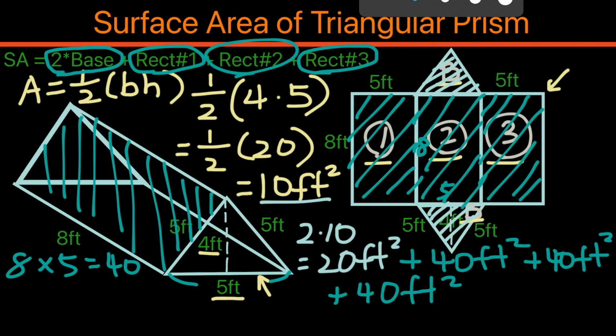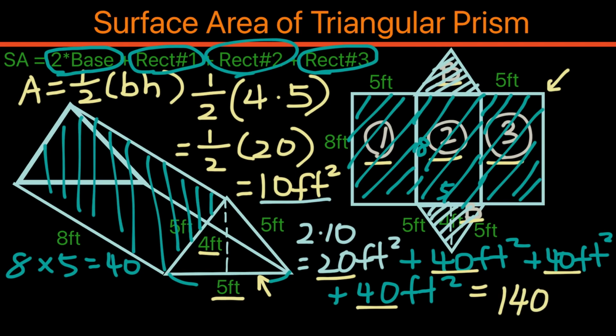So the last part would just be adding them all together. So we have 20 plus 40 plus 40 plus 40, which is 140 feet square. And that will be your surface area of this triangular prism. So this is the example of how you will find surface area of a triangular prism.